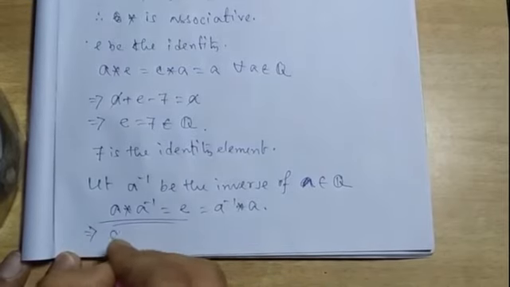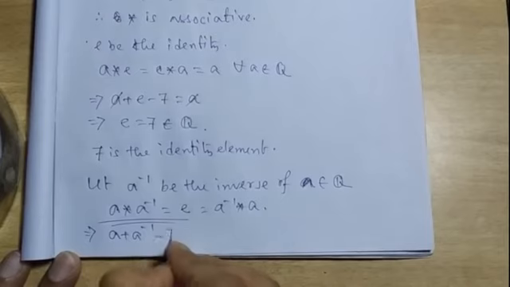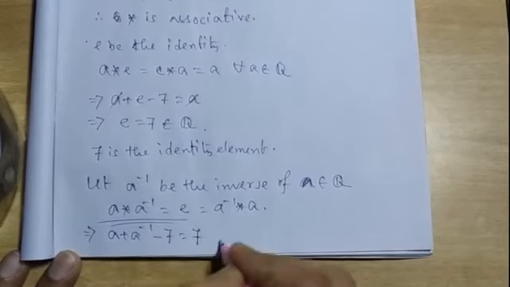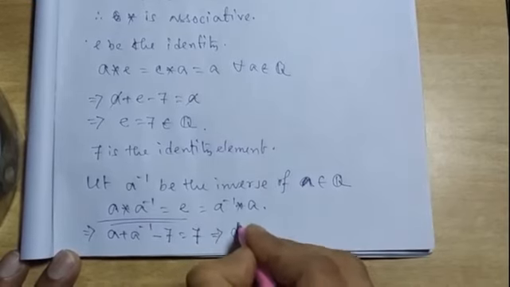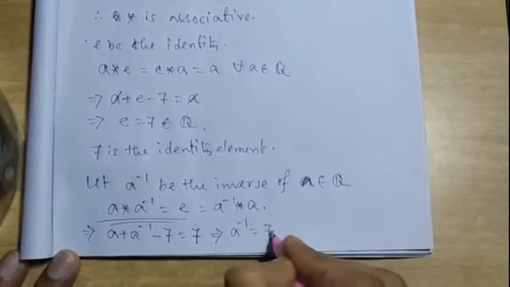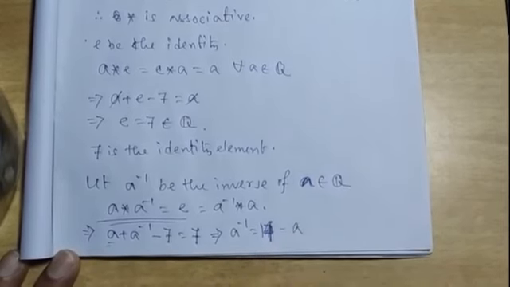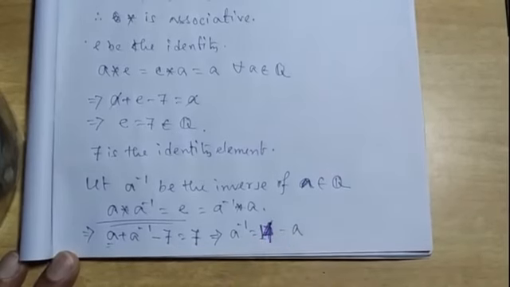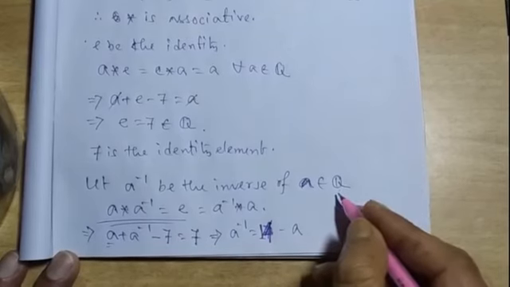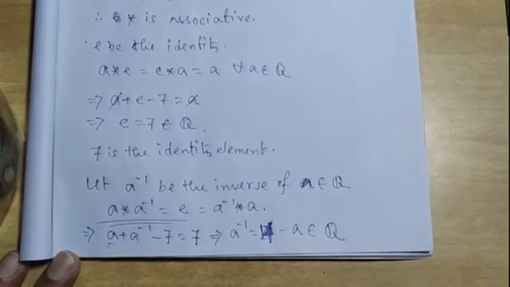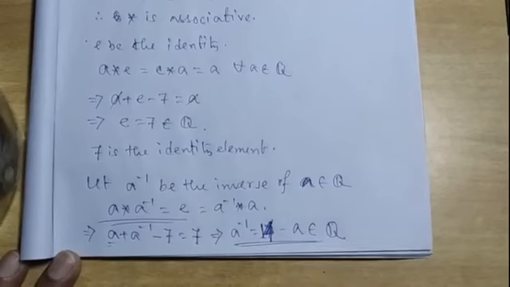So we can say A plus A inverse minus 7 equals the value of E, that is 7. So from here we can say that A inverse is 7 plus 7, 14, minus A. So A inverse is nothing but 14 minus A, and since A is a rational number, 14 minus A will be a rational number, so it will belong to Q. So clearly for each A, the inverse will be 14 minus A.